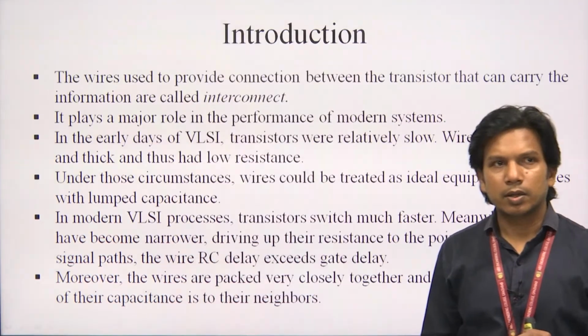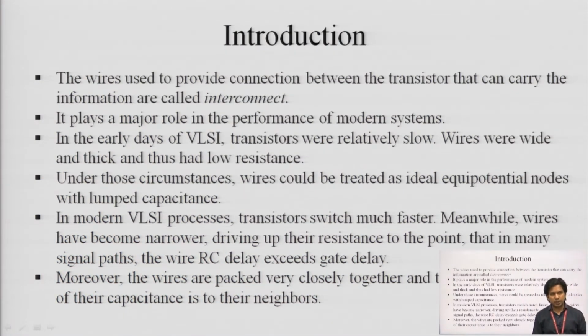The wire, as I already told in the previous lecture, is nothing but your interconnect, or the net; sometimes it is also called a net. So, what is the purpose of this interconnect? The purpose of the interconnect is to transfer the information from one transistor to another transistor, or we can say that it provides a connection between the transistors. So, basically it carries the information. That is why it is called an interconnect.